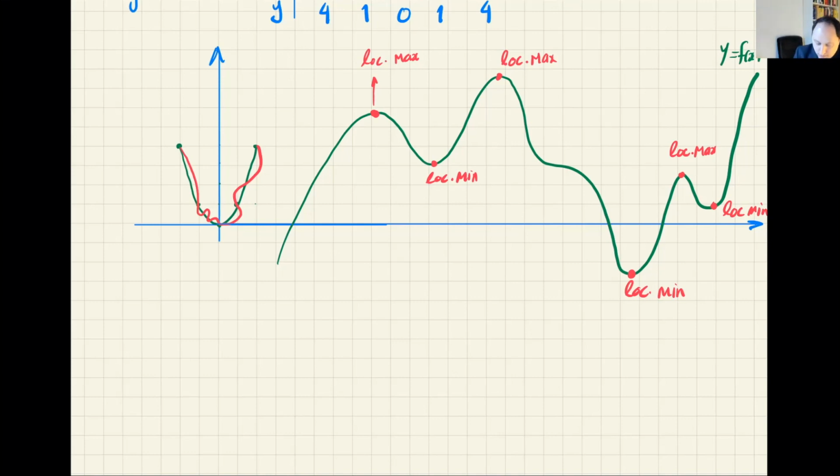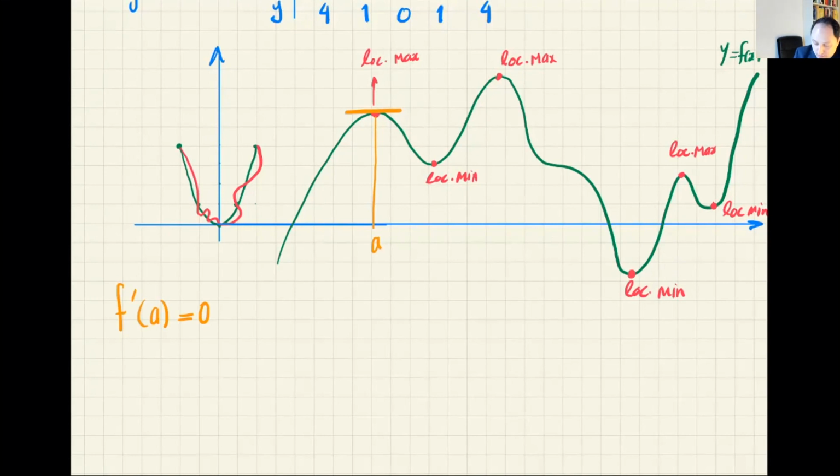Why? The reason is, intuitively speaking, that if I draw a tangent line here at a local maximum point, because of the nature of the local maximum, what you expect is that this tangent is horizontal. And if the tangent is horizontal, if this point is point A, and I ask you what is f prime of A, you would say that this is 0.